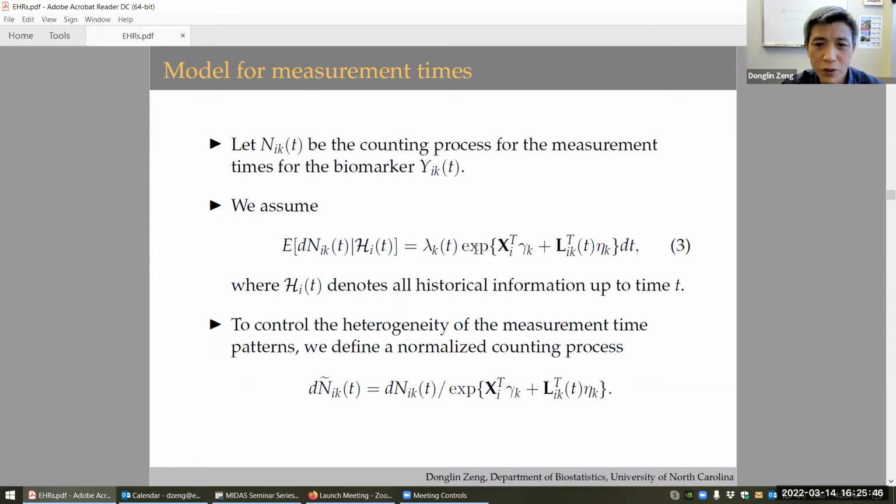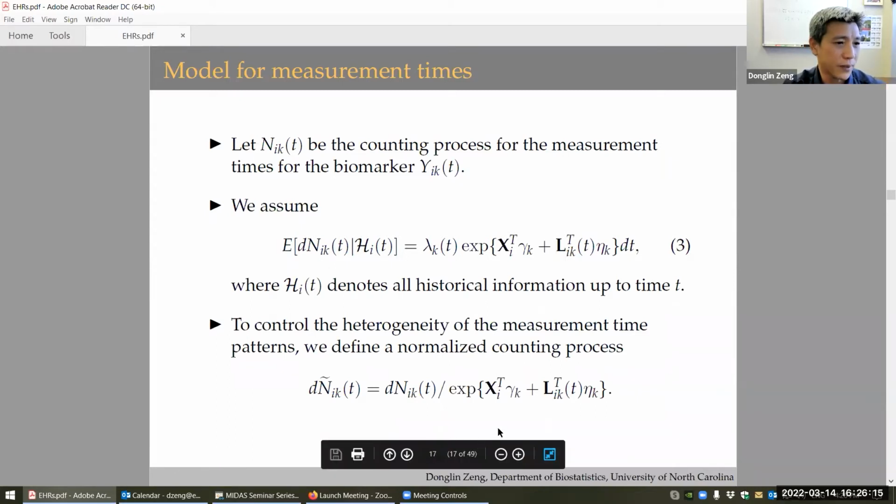So from this model, we can understand what the heterogeneity is due to. It's due to X, because different patients have different baseline variables, right? And it can be due to different biomarker history, which is L here. Once you have this knowledge about the X effect and the L effect, the next thing we do is a sort of normalization on this time measurement process. What we do is simple, in this equation.